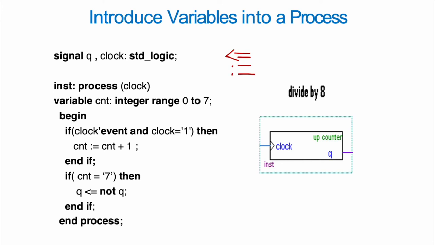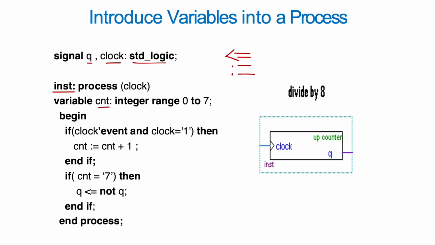So let's look at an example of how we use a variable. We have an instance just being the name or the label of the process. We have a signal called Q and another signal called clock. They are just simply STD logic. It's not a vector, it's just a logic. Then we have a variable that we will use as a count. We have this variable because we want it updated instantaneously, not after the process exits, right?